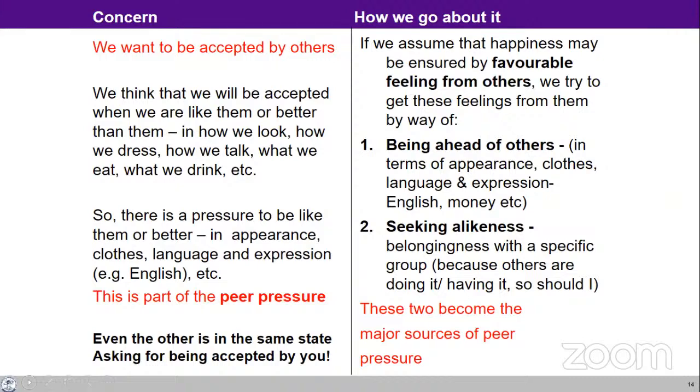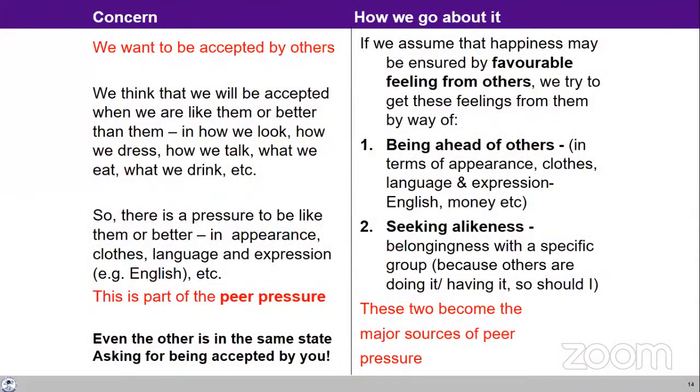And also seeking eliteness, behaving in the same manner as the seniors are behaving. Belongingness with a specific group. In campus, we can see different groups. So they also try to belong to a particular group. They may feel that if I'm out of the group, I'll be alone. So seeking eliteness, what will be the result? These two become the major sources of the peer pressure. They may be trying for this: I want to be ahead of others, or I want to be one among any of the groups.